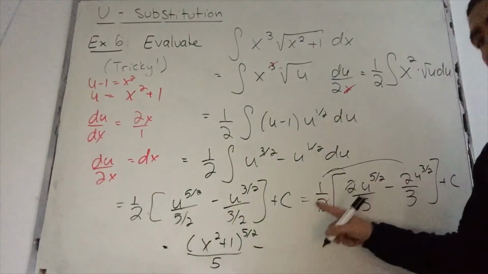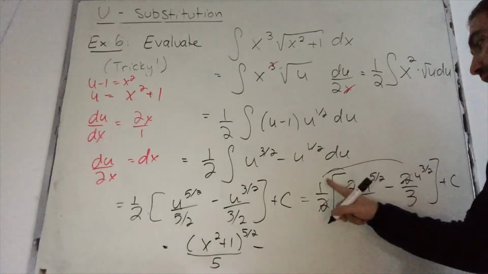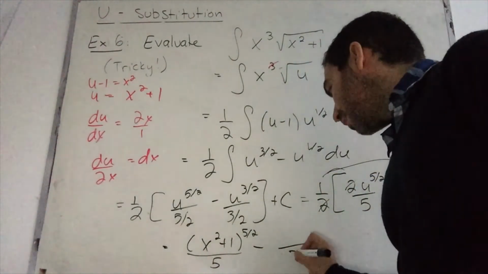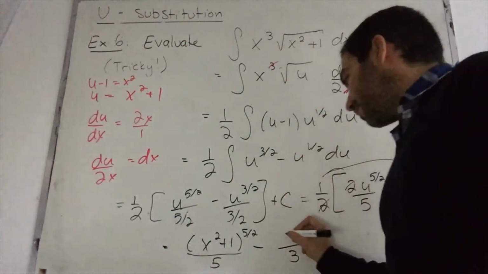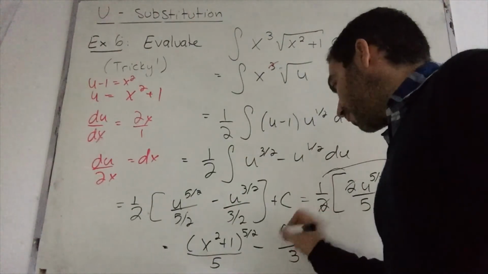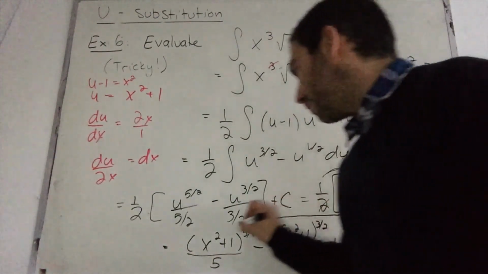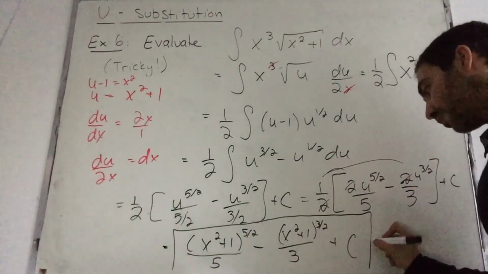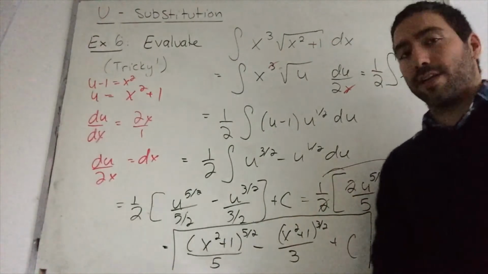Minus, same thing here, we're multiplying the 1/2 times negative 2/3, the 2's cancel, leaving us with negative 1/3. So we're dividing by 3, and the u we're replacing with x squared plus 1. But now it's to the 3/2 plus c. And this is the final answer. Okay, so very tricky, be careful, keep practicing, and let's take a look at another example.